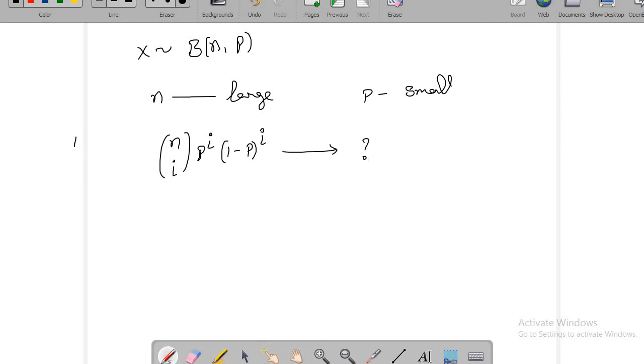It means, in other words, this is what we are interested in: as n goes to infinity and p goes to 0, what happens to this expression? It is no need to say that p goes to 0 as n goes to infinity, and here you know that p is a very small value. So in this case, what happens to this expression?